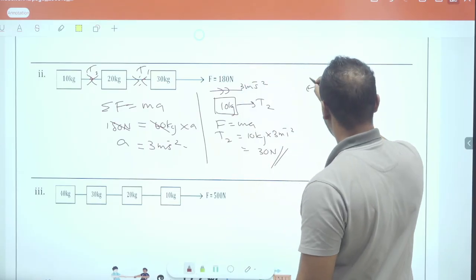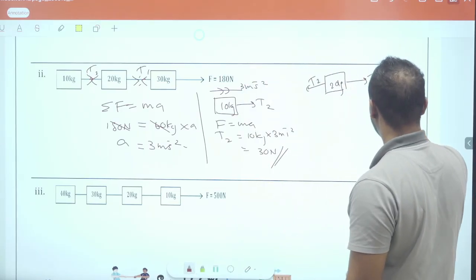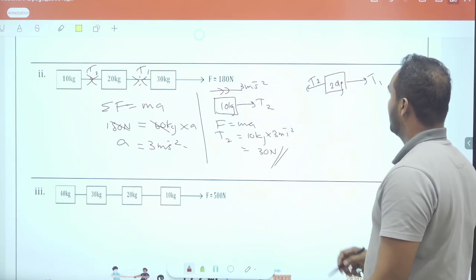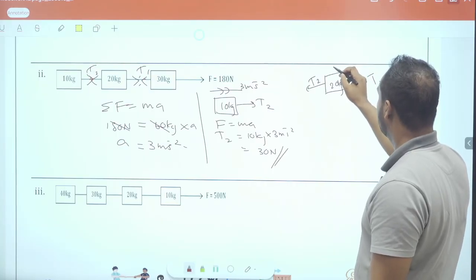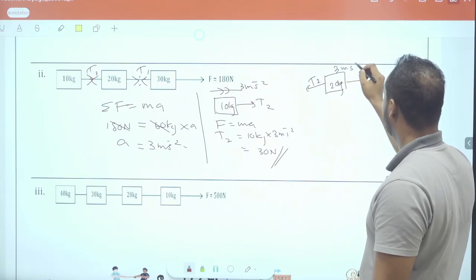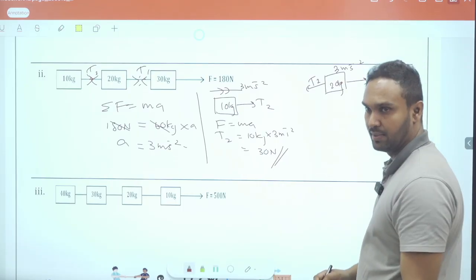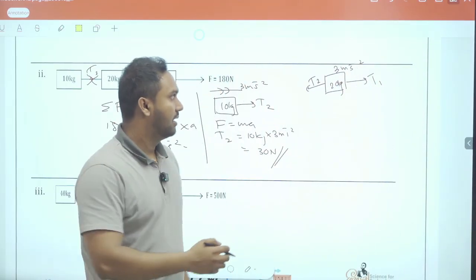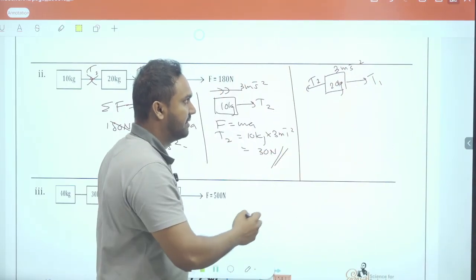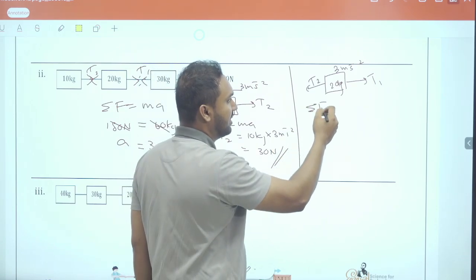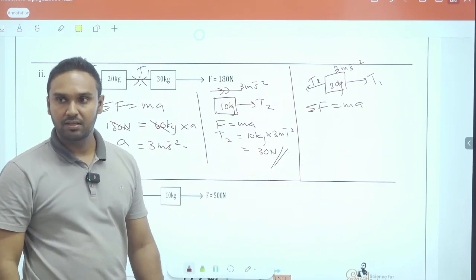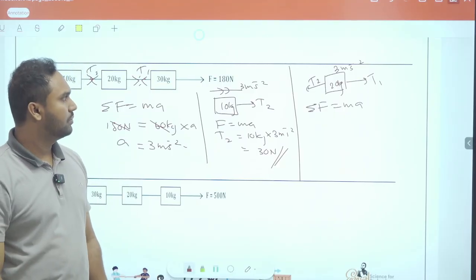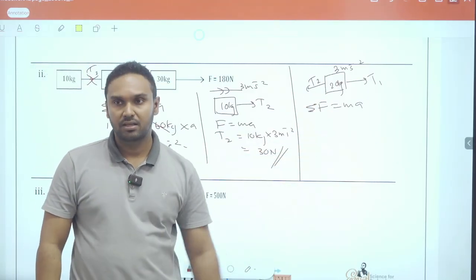Right? So this is T2, this is T1. And the acceleration is how much? 3 ms minus 2, right? So how are you going to put sigma f equals ma? Now tell me what is sigma f here? You know T2 already, right? T1 we are trying to find.